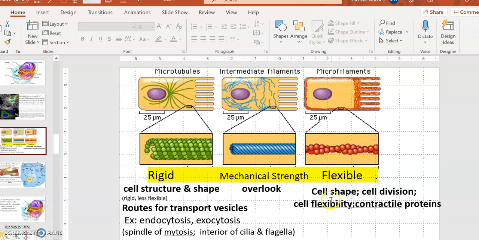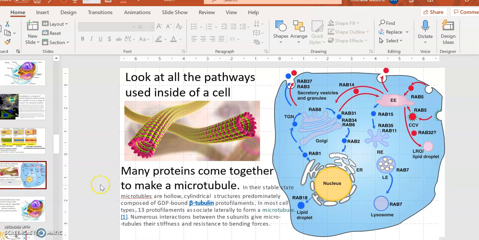Microfilaments we're going to learn less about, but they are also important in cell shape, cell division, in motion, contractile proteins. Okay, so here we go. Here are the microtubules, this cylindrical structure of proteins, and here are some of the routes and pathways, if you will, of different things being made, secreted, given to different organelles, etc. These are some of the cellular activities. Each one of these is a pathway, and what makes that pathway? Microtubules.